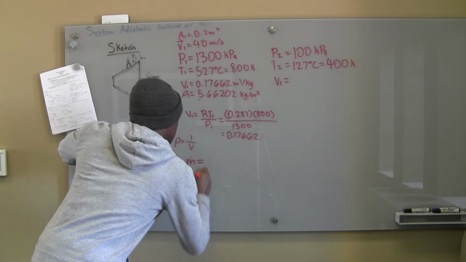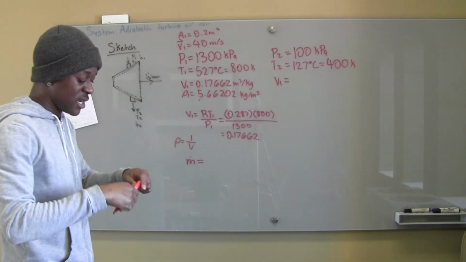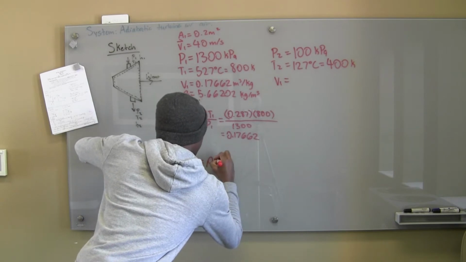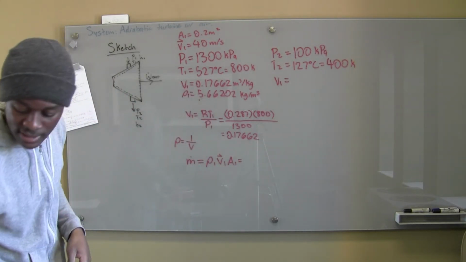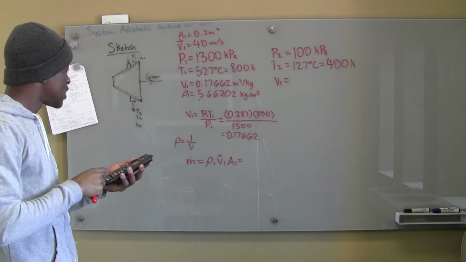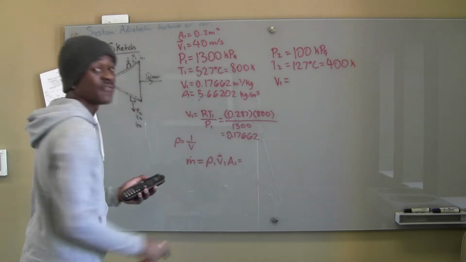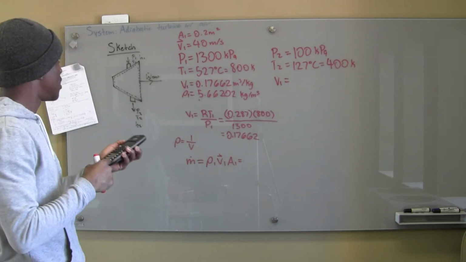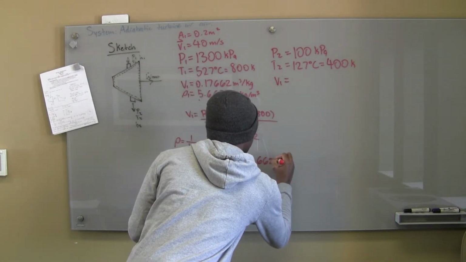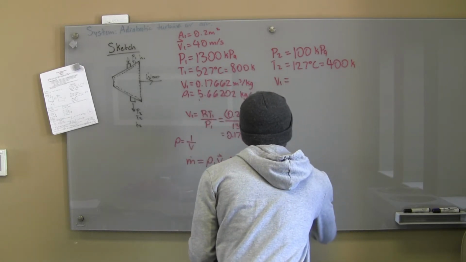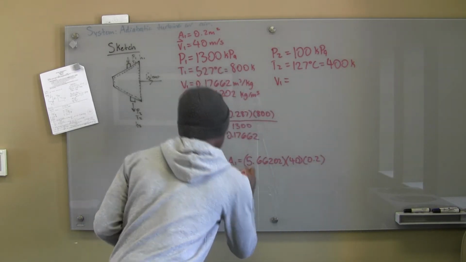So our m dot is going to be equal to, and remember we're dealing with a steady state, so we don't have to calculate m dot at the entrance and then m dot at the exit, right? So our m dot is rho 1 V1 A1. We get 5.66202 times, and you have to remember that this V is velocity. You have to be very careful, okay? It's not specific volume. So that's 5.66202 times 40 times the area, 0.2, right? And that's going to give us our answer.